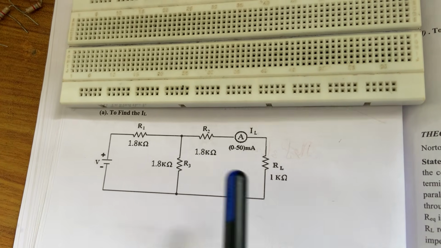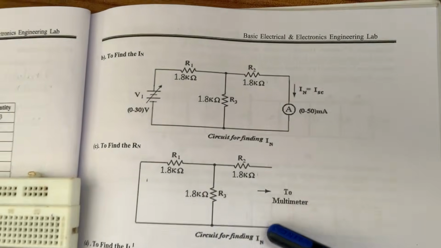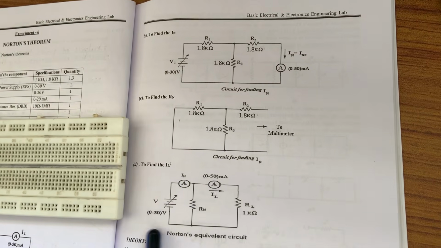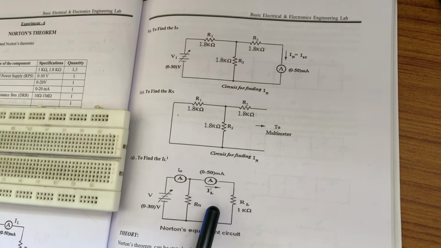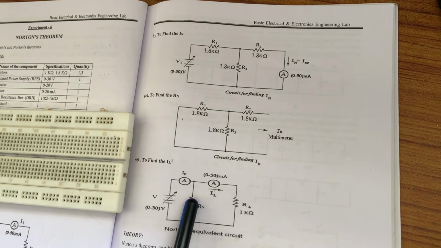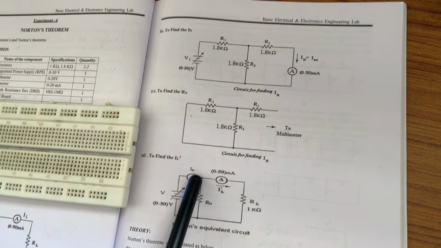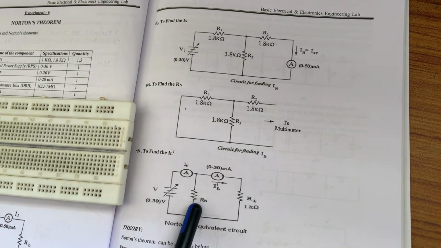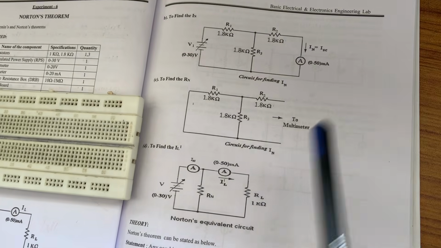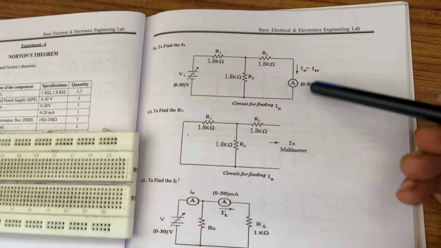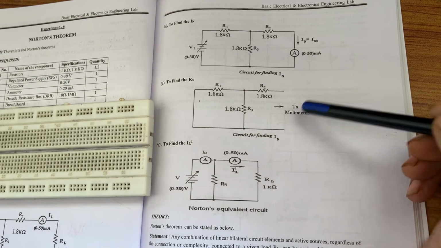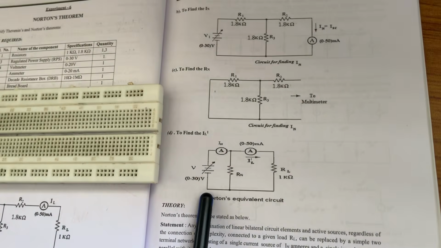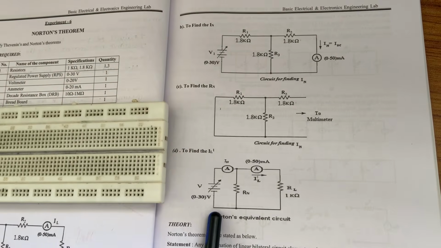Now we need to verify this result with Norton's procedure. This is Norton's procedure, and here is Norton's equivalent circuit. We need to determine Norton's resistance as well as Norton's current, and for that we require these two circuits. This circuit shows Norton's current, this circuit shows Norton's resistance, and this circuit shows the equivalent circuit of Norton's theorem, practically.